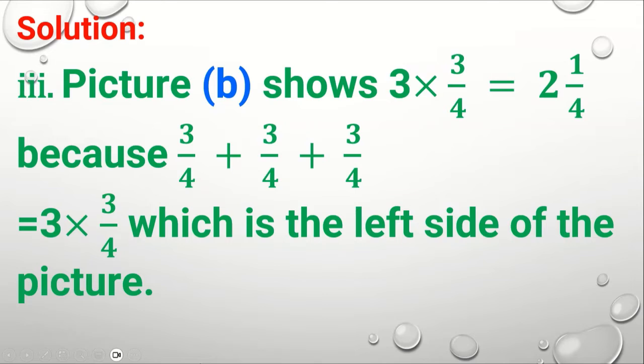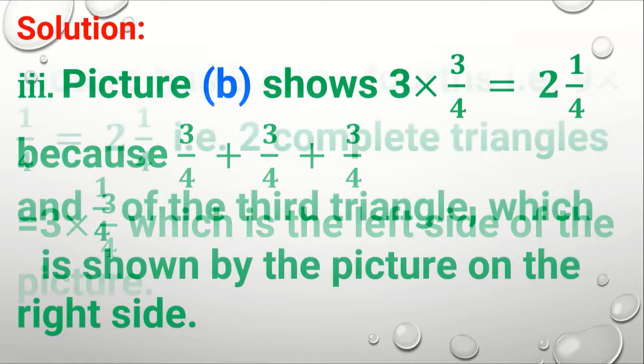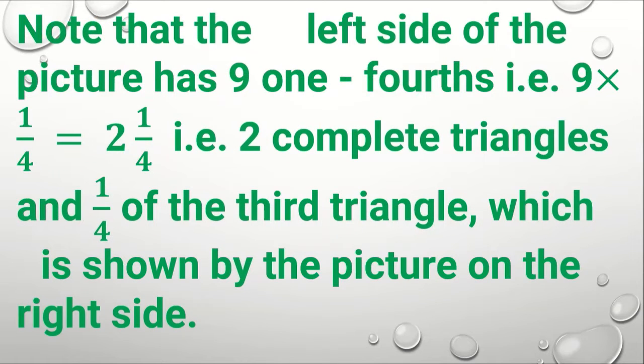Picture B shows 3 times 3 by 4, that is 2 and 1 by 4, because 3 by 4 plus 3 by 4 plus 3 by 4 will become 3 times 3 by 4, which is the left hand side of the picture. Note that the left hand side of the picture has 9 by 4, that is 9 times 1 by 4, and 2 and 1 by 4, that is 2 complete triangles and 1 by 4 of the third triangle, which is shown by the picture on the right side.